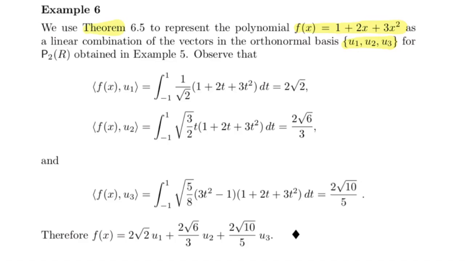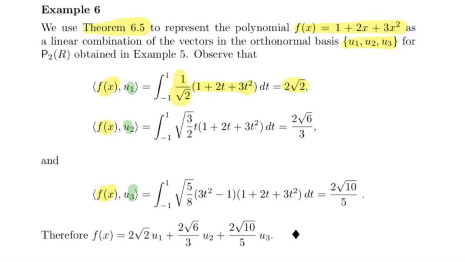Well, Theorem 6.5 says if you want to know the coefficients, you take your vector, f of x in this case, and you take its inner product with the elements of your orthonormal basis one at a time. Inner product in this context means take the integral from -1 to 1 of their product. So you multiply f by u1, remember u1 is just 1 over the square root of 2. Here's your f. I'll let you check the calculus. That's the coefficient of u1 if you're going to write f as a linear combination of the u's.